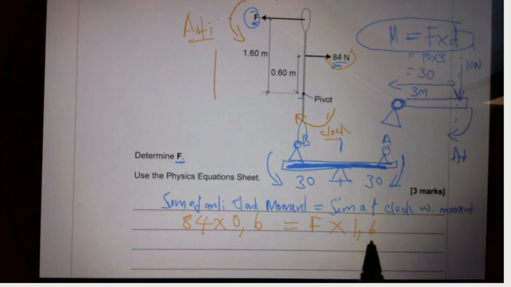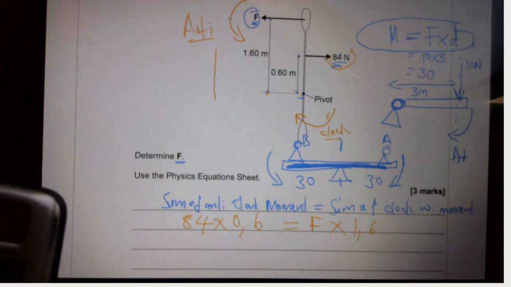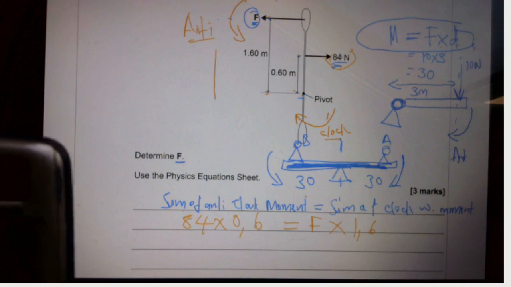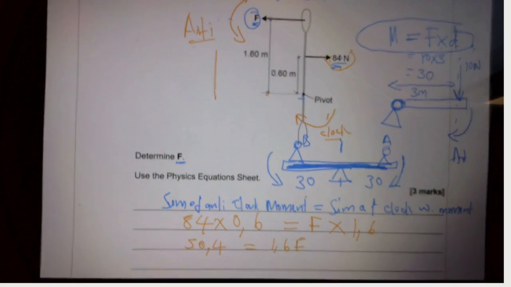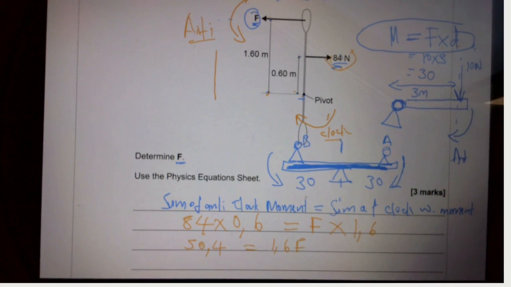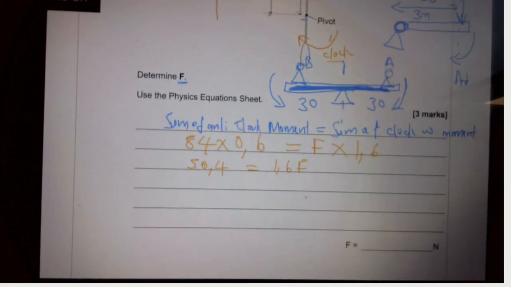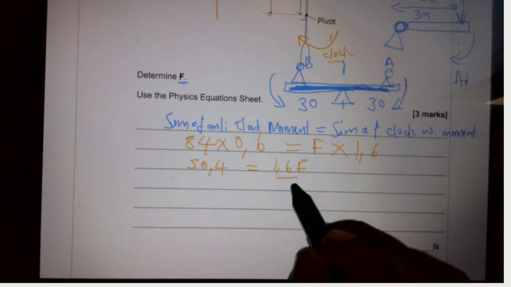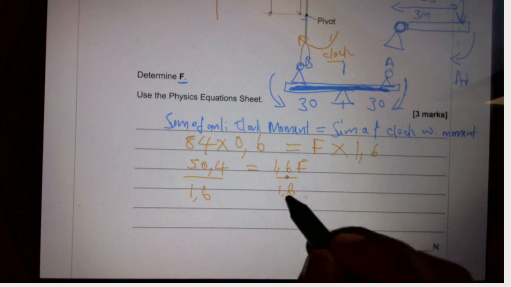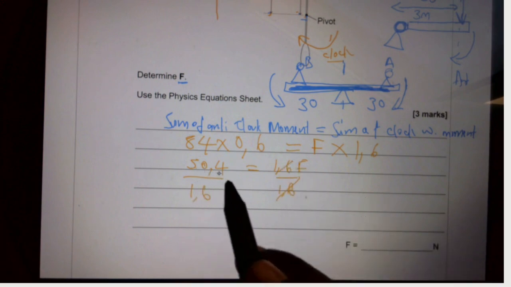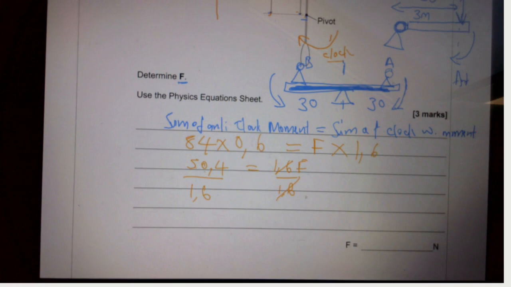Then now, we want to solve for F. How to solve for F? We find the answer for this side: 84 multiplied by 0.6. Then we get 50.4 is equal to 1.6 F. Then we want to remain with F this side. What do we do? We divide both sides by 1.6. This 1.6 divides this, and I'm left with 50.4 divided by 1.6.